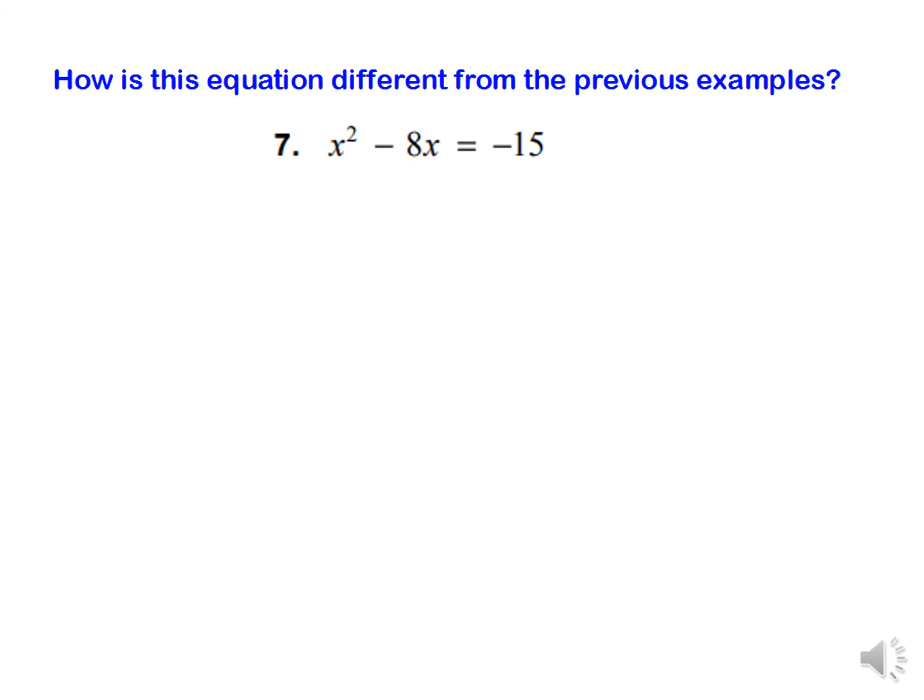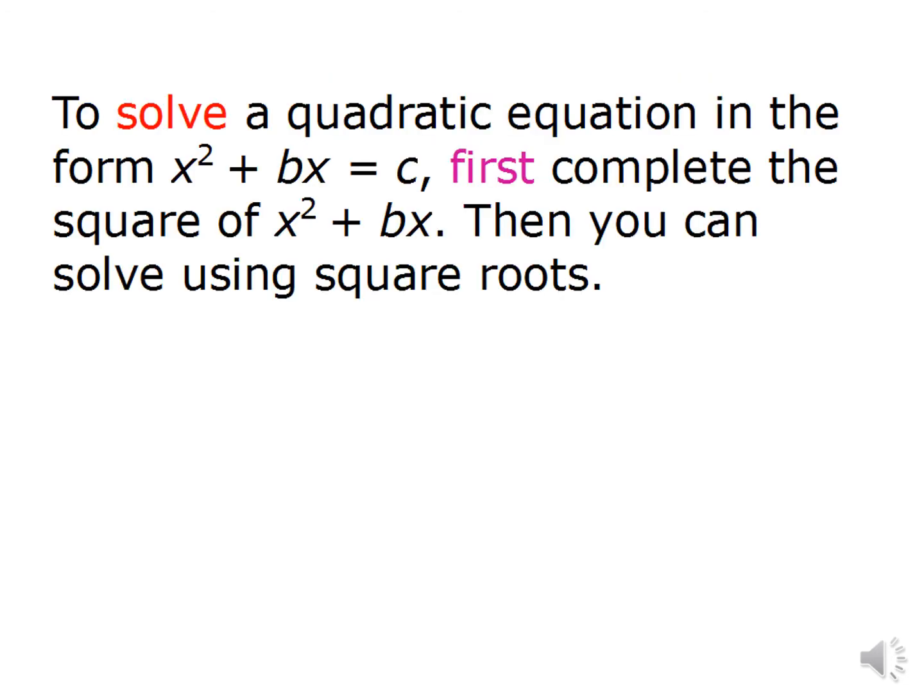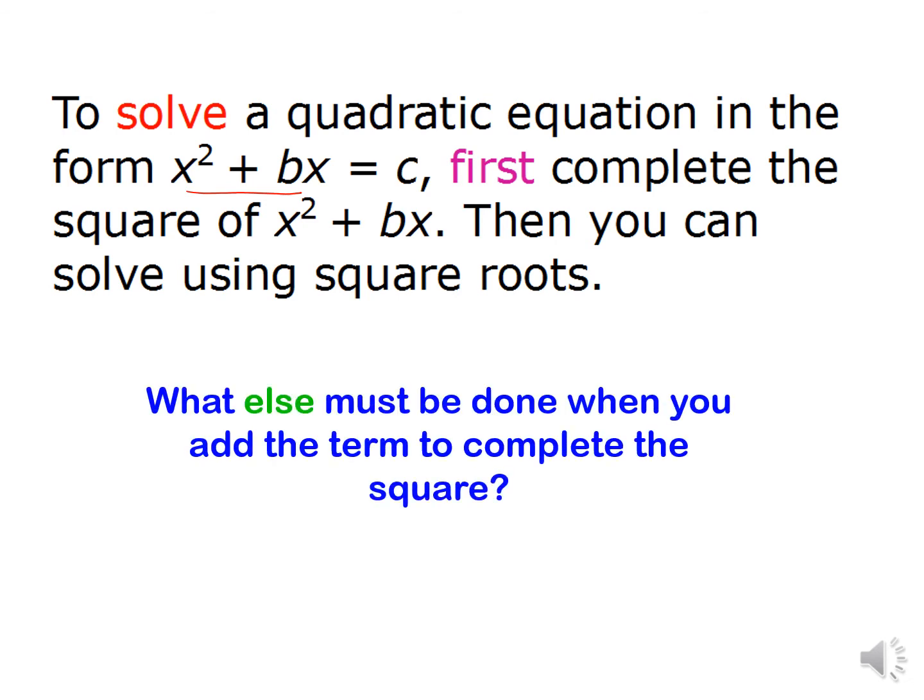Okay, so how is this equation different from the previous examples? This one has a solution. And we're not going to do this exact problem yet, but I just wanted to show you that a typical problem will have an answer. We'll get back to this problem in a minute. So to solve a quadratic equation in this form, first you complete the square of this half, and then you solve using square roots. What else must be done when you add the term to complete the square? I'm going to have to add that term to both sides. So when I add it here, I also have to add it here to keep my equation in balance.